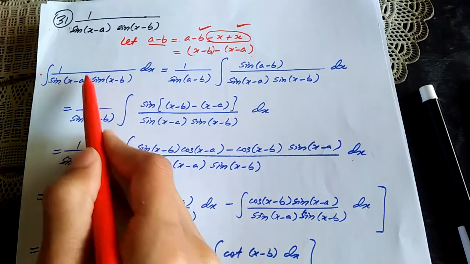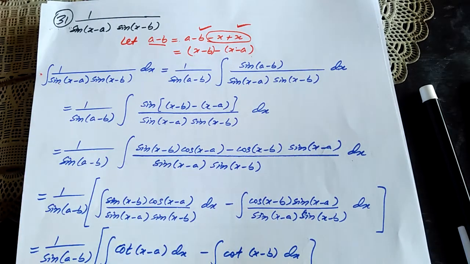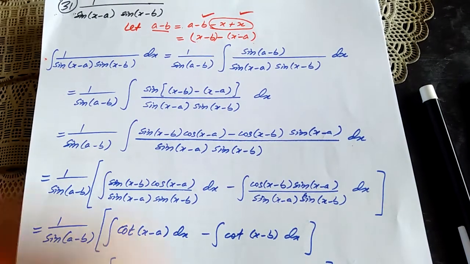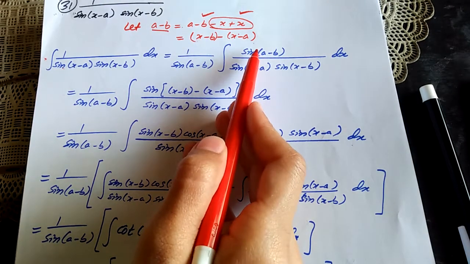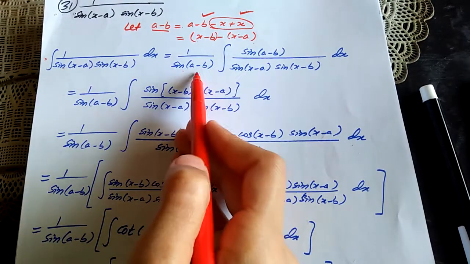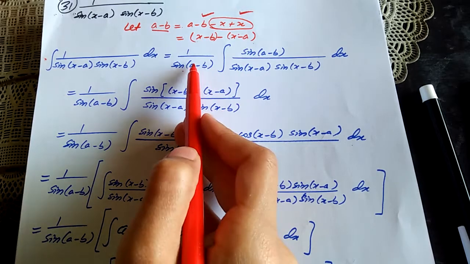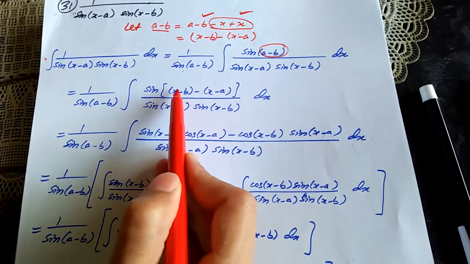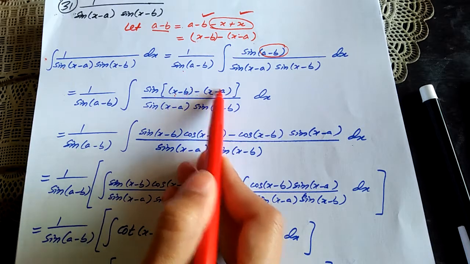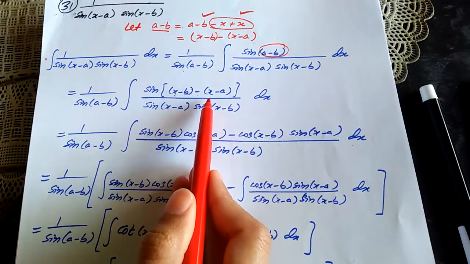Now I am multiplying this whole fraction with sine of a minus b and dividing it with sine of a minus b. This sine of a minus b, in place of a minus b, I can now write x minus b minus x minus a, this thing.